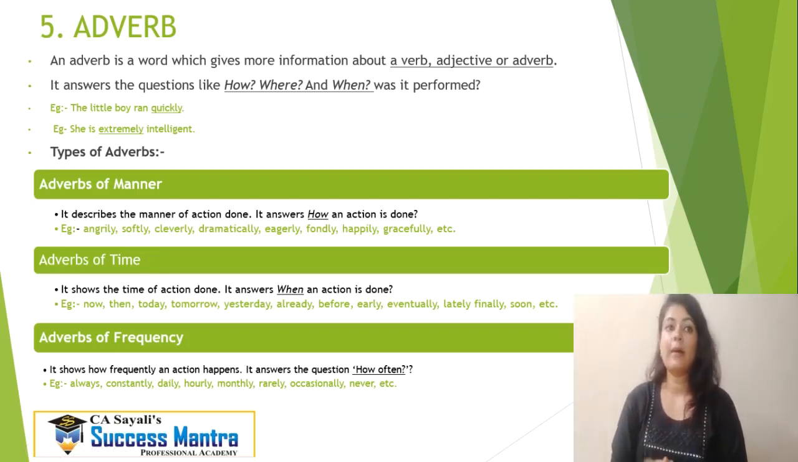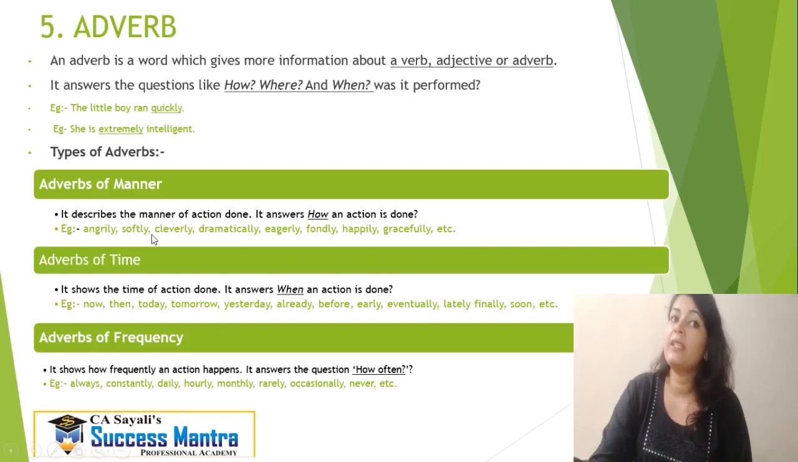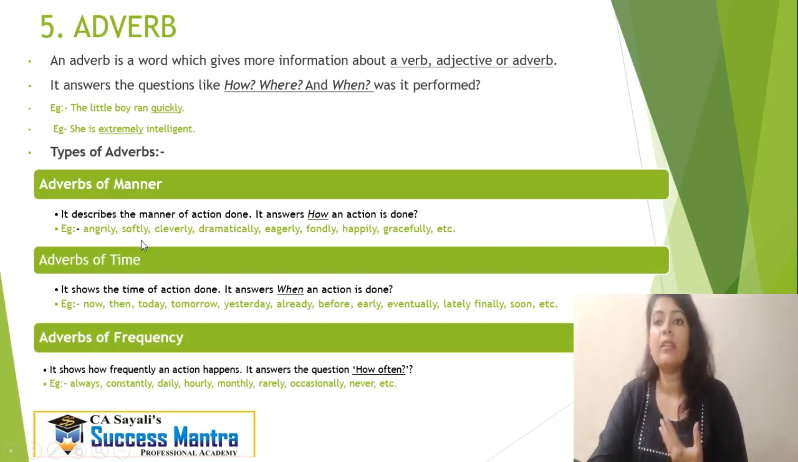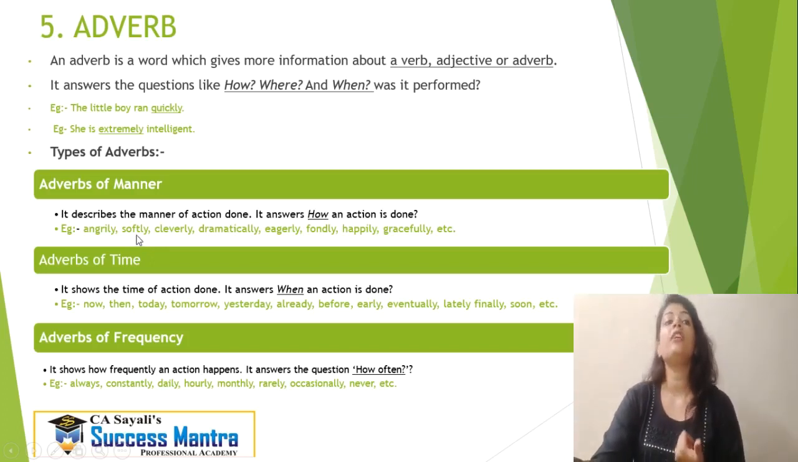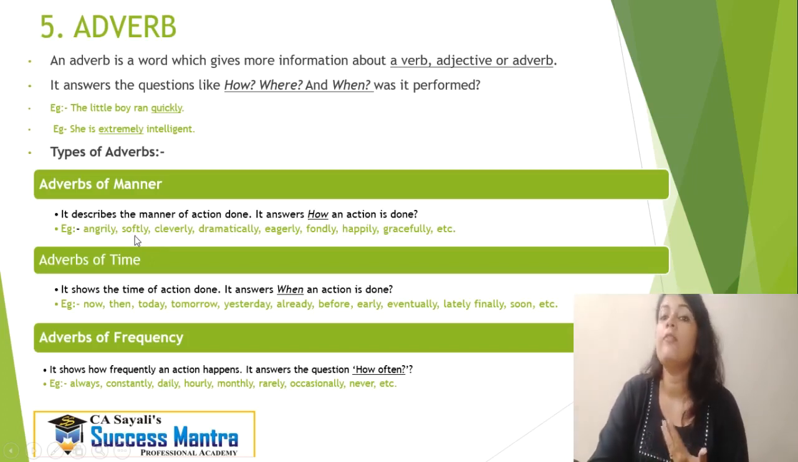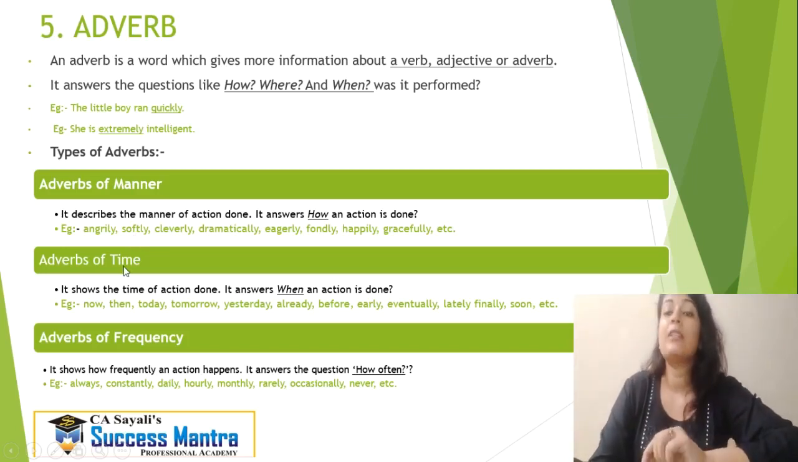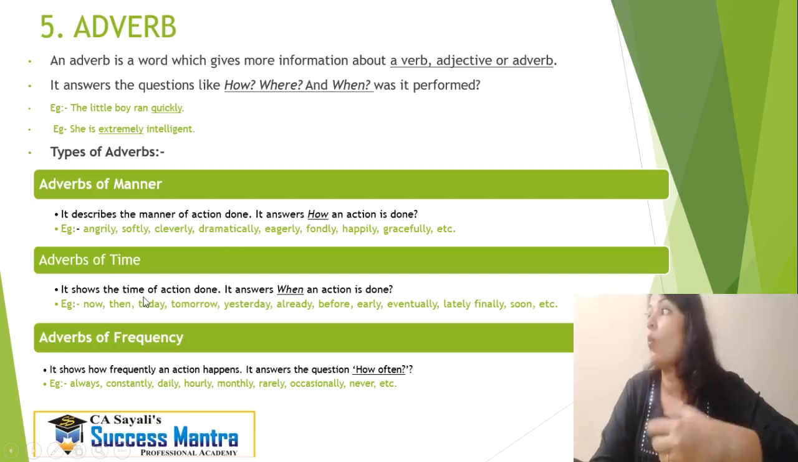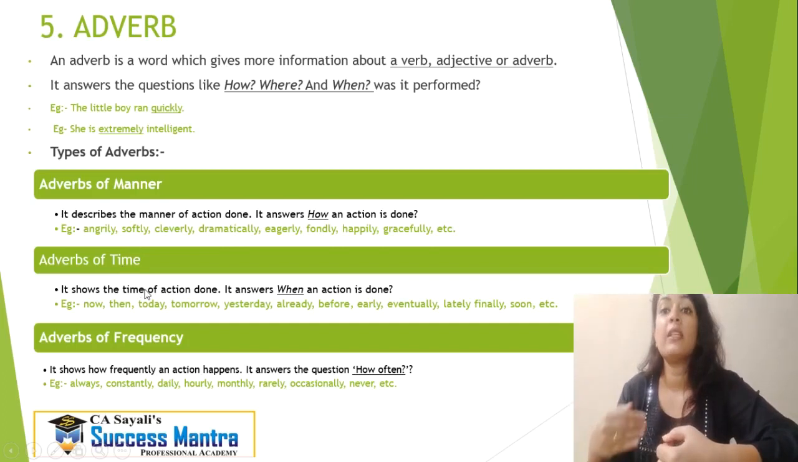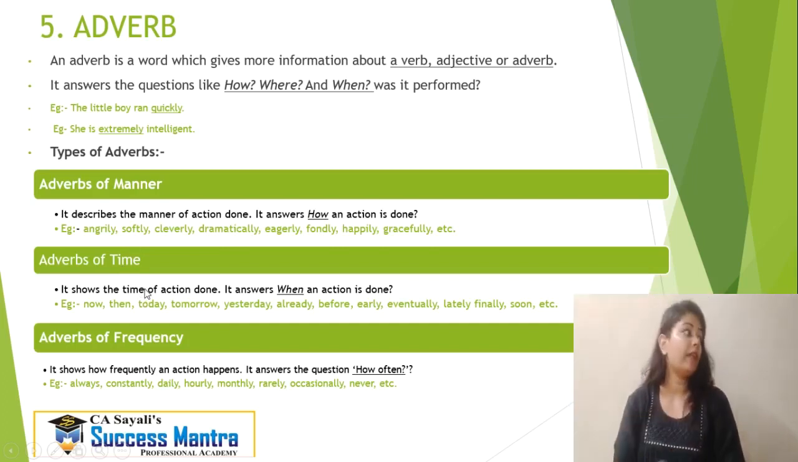For example, if I tell you a sentence that she speaks very softly, it answers the question how she speaks. So she speaks softly. तो softly जो है it is an adverb of manner. Second adverb की अगर मैं बात करूँ तो that is called an adverb of time. Adverb of time shows when a particular action is done. It tells us the time of an action done.